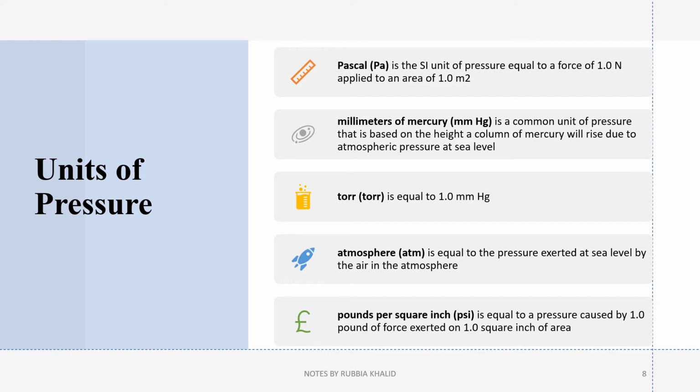1 torr is equal to 1 millimeter of mercury. Atm is equal to the pressure exerted at sea level by the air in the atmosphere. Pounds per square inch is equal to the pressure caused by 1.0 pound of force exerted on 1.0 square inch of area.